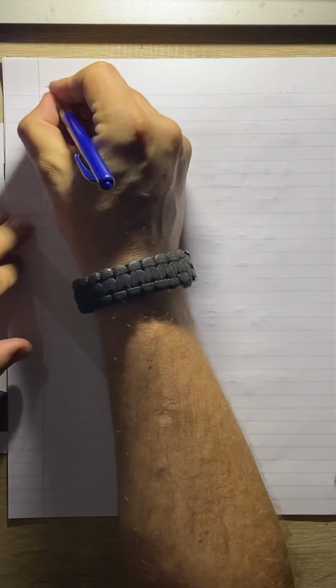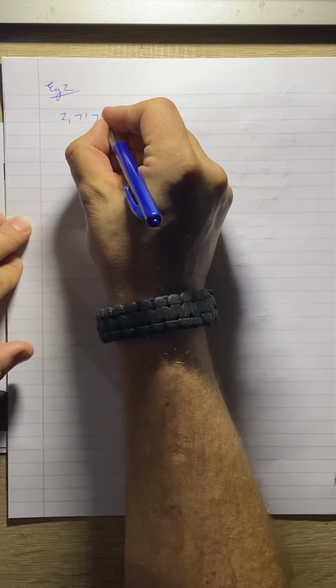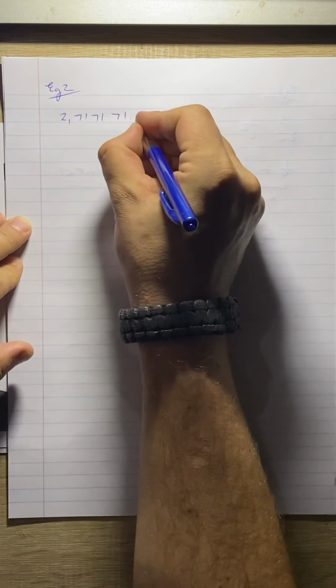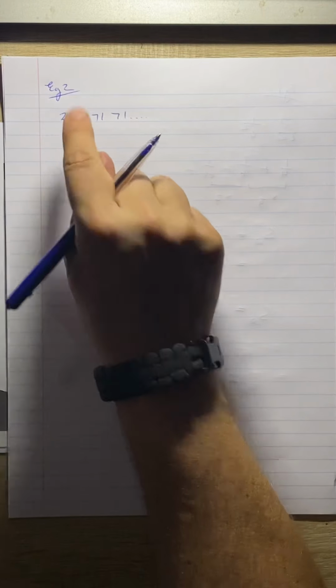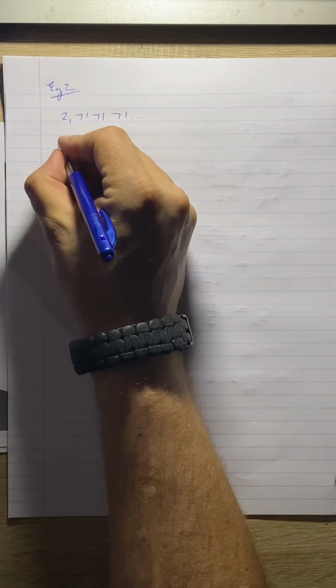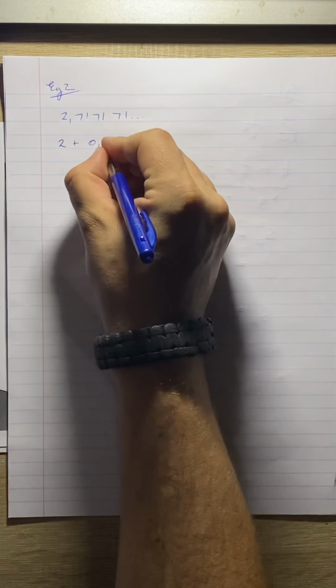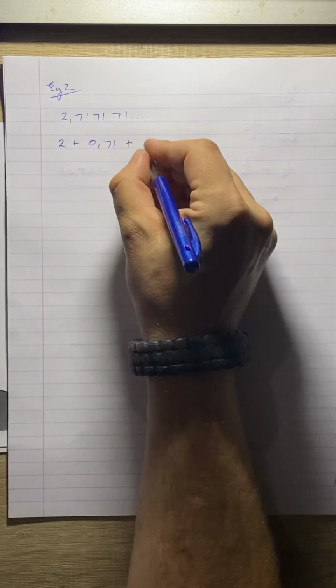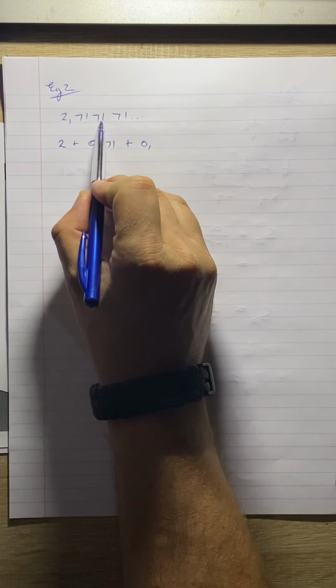Okay, so we want to do 2.717171, and so on and so on, and we want to convert that into a fraction. So what I'm going to do is split this thing up. So this is actually 2 plus 0.71 plus 0.0071. I've done the first 71, now I must do the second 71.